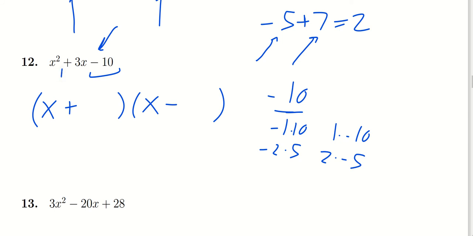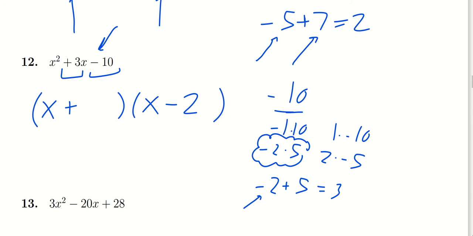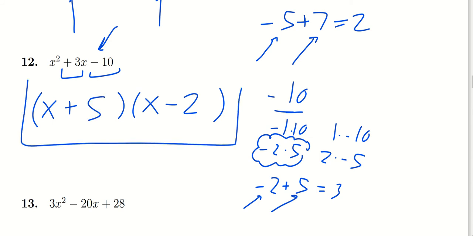We need to create a positive 3. The combination that's going to add to give us positive 3 would be the negative 2 with the positive 5. That makes positive 3. So the 2 has to go behind the minus sign, and the 5 has to go behind the plus sign, and that gives us our factorization. X plus 5 times x minus 2.